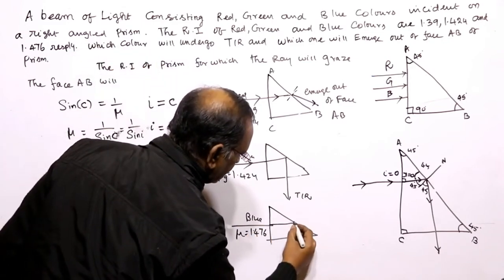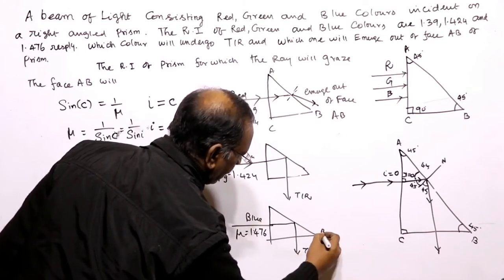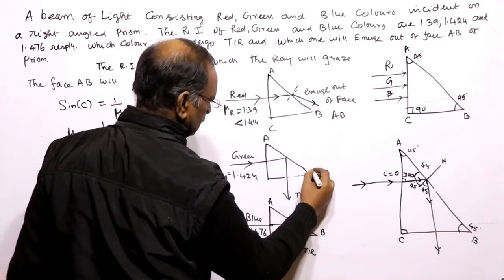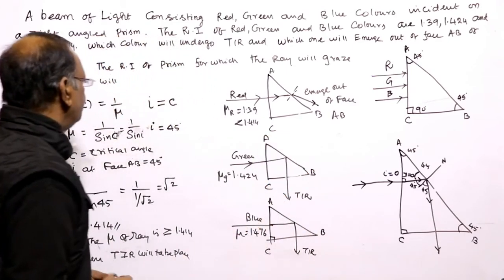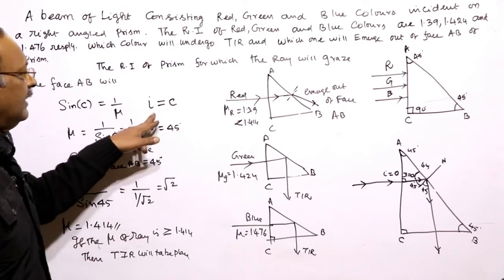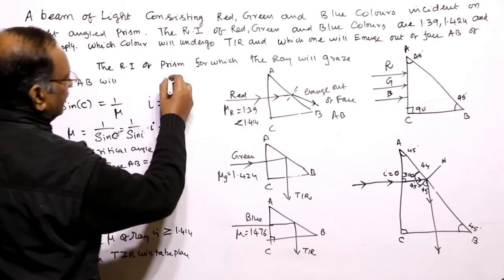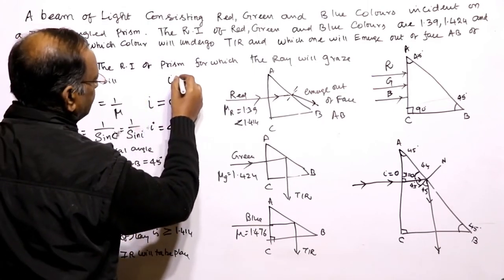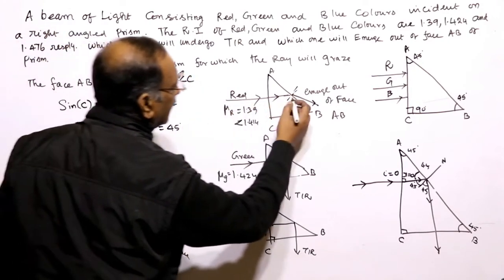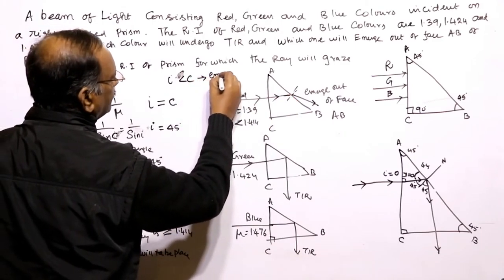0.476. So it will also undergo total internal reflection. Therefore, for total internal reflection, if the incident angle at the face AC is equal to or greater than C... if I is less than C, that is, the incident angle at the face AB is less than C, it will emerge out.